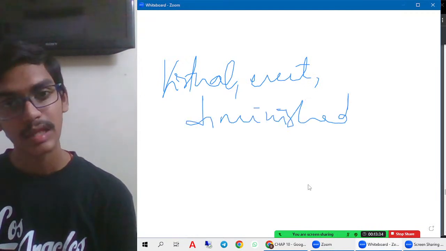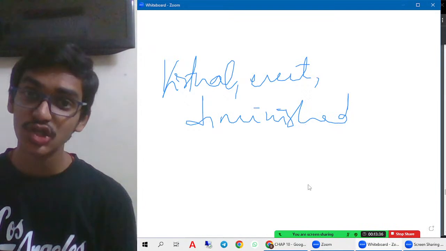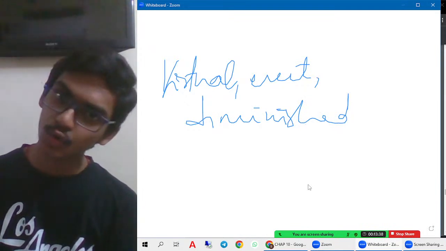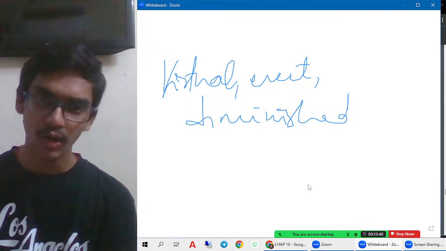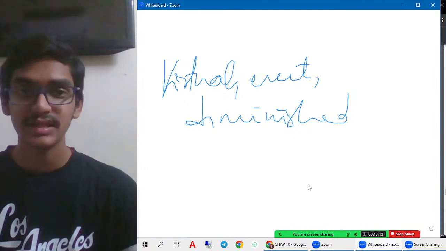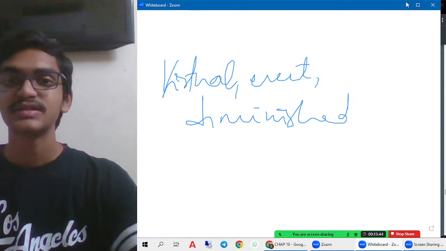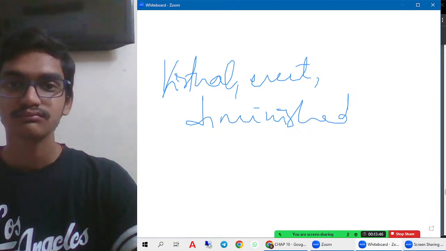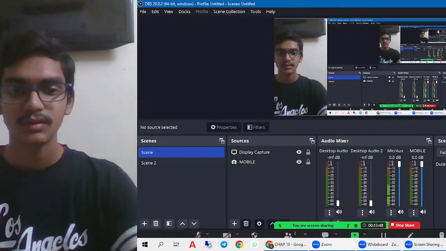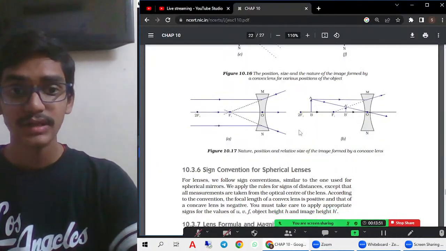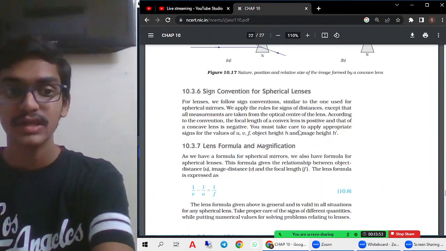A question can come. Which lens will form both virtual and real images? It is the convex lens, because in all the cases you can see the real images, but in the 6th case you can see that the virtual image is actually formed. Okay, so these are the 8 important ray diagrams that you have to remember.